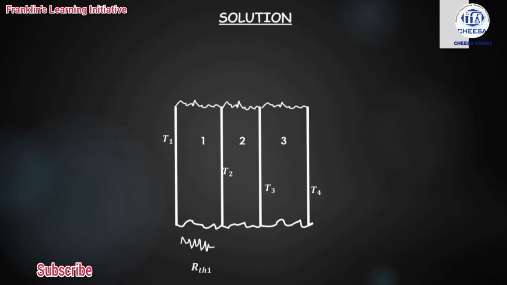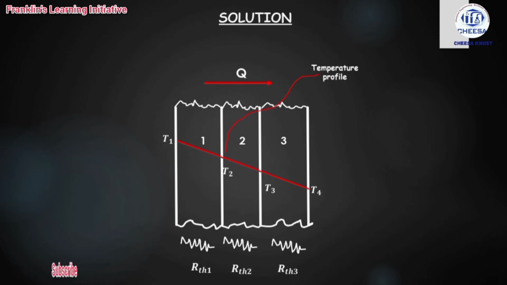We need to indicate our resistances. The thermal resistance for heat conduction through the first layer is RTH1. The second one will be RTH2, and the last one will be RTH3. We need to draw our temperature profile. The heat transfer is occurring from the inner wall to the outer wall, and so we get the temperature profile as the decreasing slope, where temperature is decreasing from T1 to T4, from the inner wall to the outer wall. So our temperature profile slopes down like that.